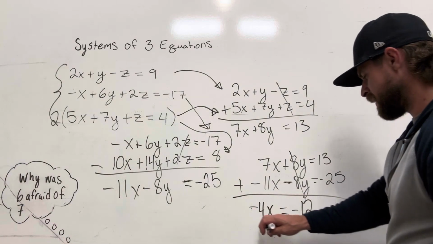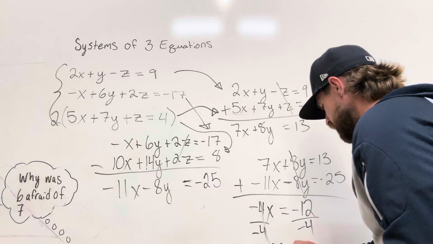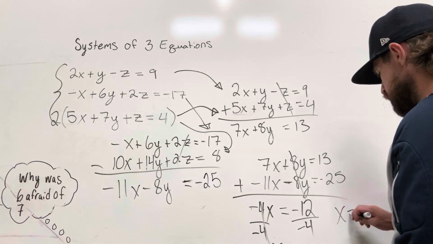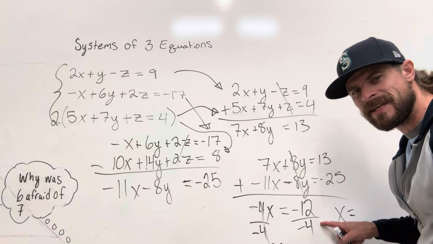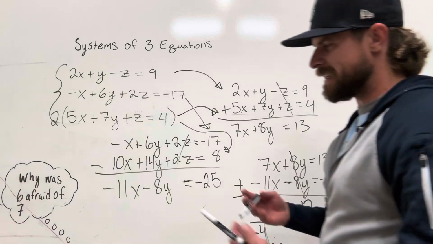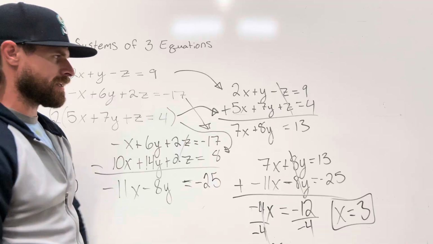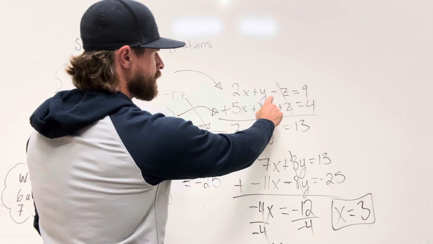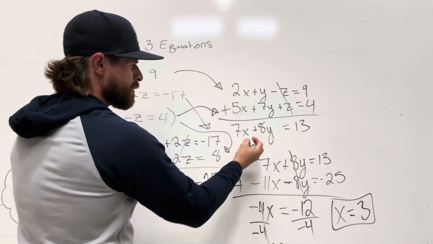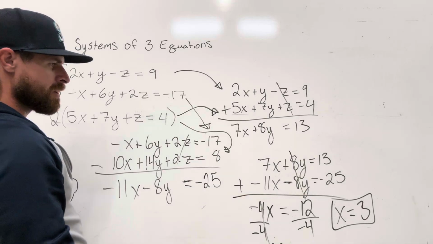Now we're going to divide by negative 4, divide by negative 4, and look at this. We have found our first variable. X is equal to negative 12 divided by negative 4, which is a positive 3. Once you get your first variable, life becomes so much easier because you can just plug it back into any of these other equations that you've created. I'm looking at 2x plus y minus z equals 9. That doesn't work because we have an x, y, and a z. But if we wanted to use this equation here, 7x plus 8y equals 13, we could plug it into that.